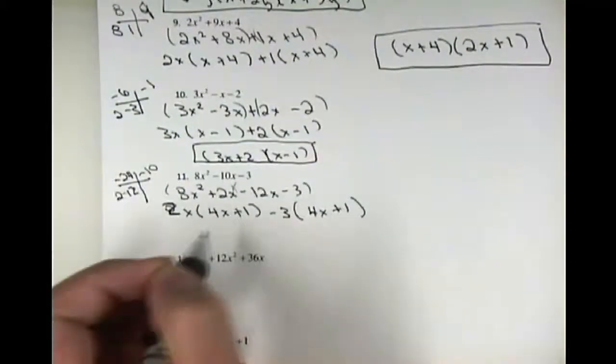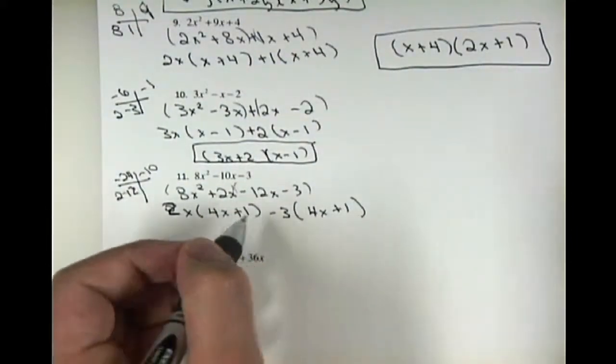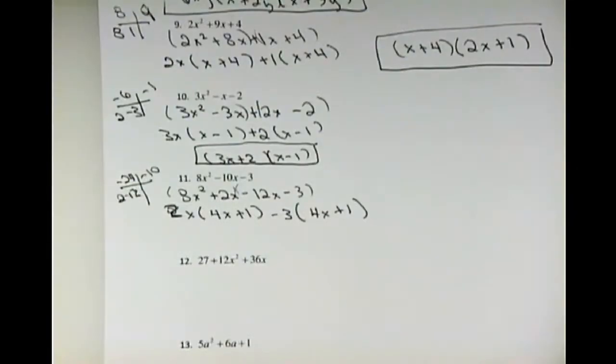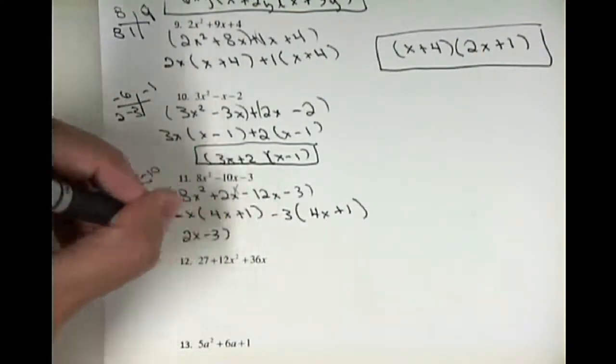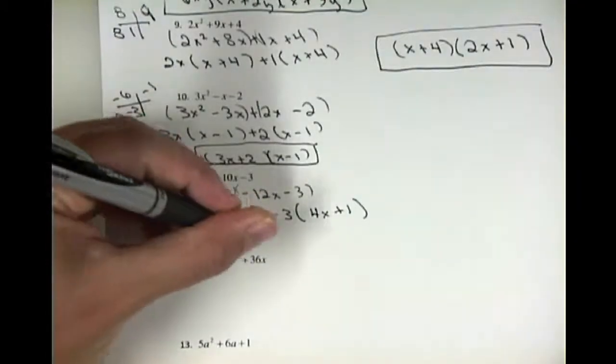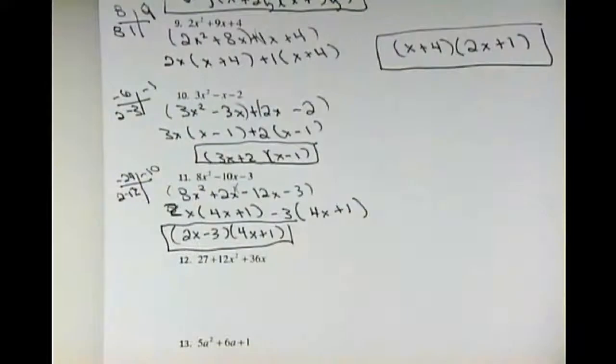Watch the signs there. If you distribute back, you have to get what you had, so it has to be positive 4x and a positive 1 there, because a negative times a positive makes a negative. Insides are the same. We're going to drop them down, write them one time, and we'll connect those outside pieces and be done. So we have 2x minus 3 times 4x plus 1.